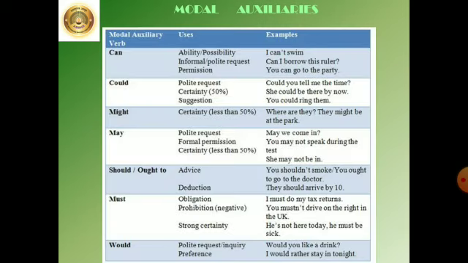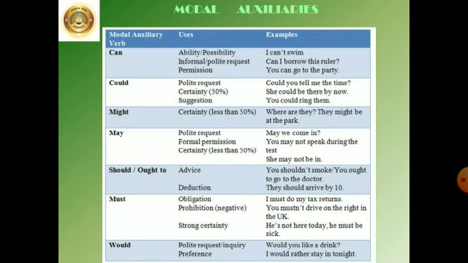So here I have a chart for you all. Modal auxiliary verbs, their uses or functions, and examples are given. Now, can is used for ability, possibility, informal or polite request, and permission. Look at the example. Ability: I can swim.